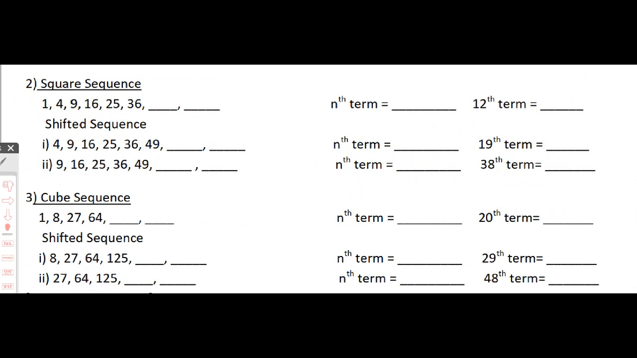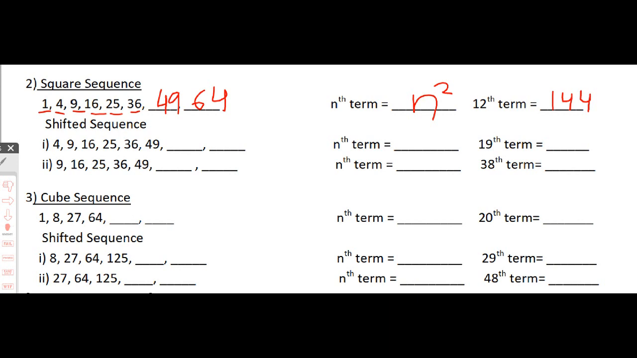The second type of sequence is a square sequence. So 1, 4, 9, 16, 25, 36. We can easily tell that 1 is 1 square, 4 is 2 square, 9 is 3 square, 16 is 4 square, 25 is 5 square, 36 is 6 square. So 1, 2, 3, 4, 5, 6. Now the seventh term will be 7 square, 49. And the eighth term will be 8 square, 64. Hence the nth term will be n square, and so the 12th term will be 12 square, which is 144.